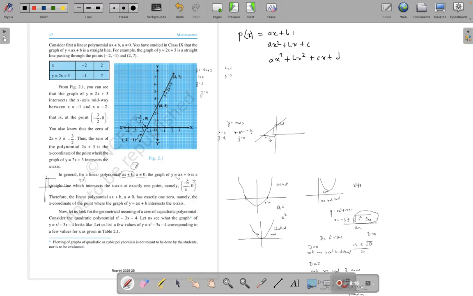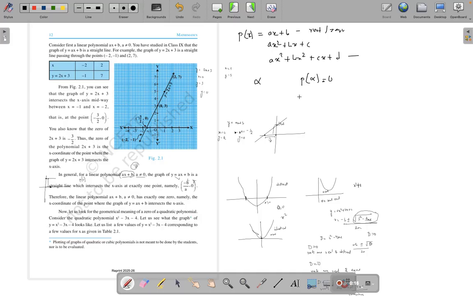Right. So when the degree is 1, it is known as linear. Degree 2 is quadratic. Degree 3 is cubic. If the degree is 1, it will have only one root or zero. Root or zero means the value for which this becomes 0. So if alpha is a root of this, which means p of alpha is 0.